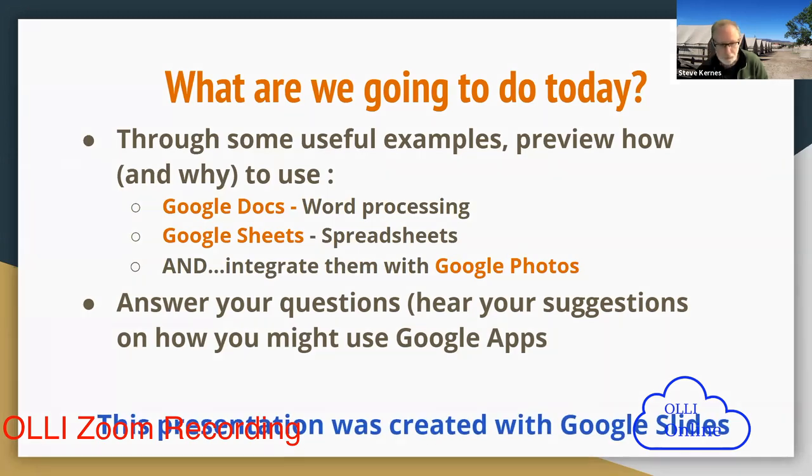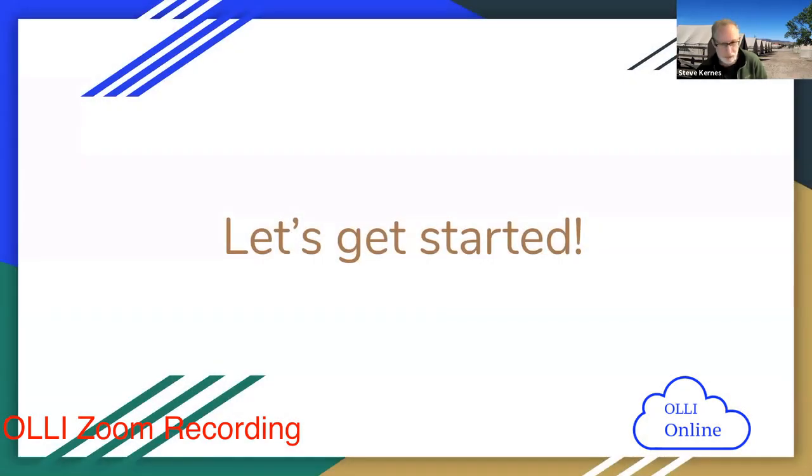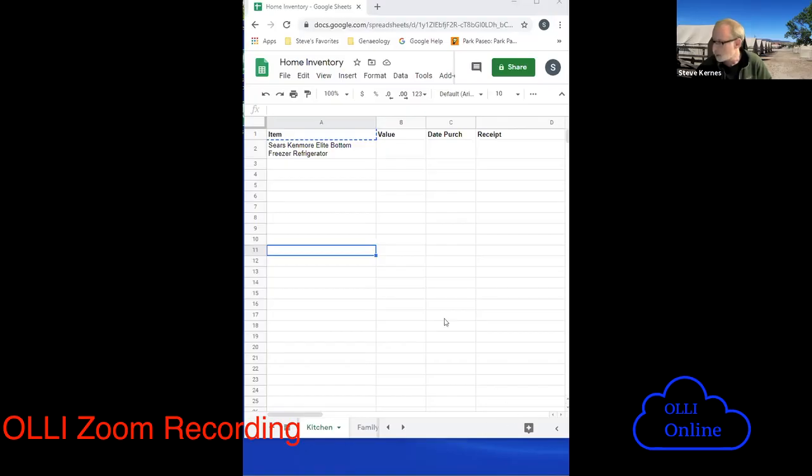Okay, so let's get started. What you're seeing here is the start of a home inventory. At the bottom I've got a bunch of tabs. The first tab is for my kitchen. And like almost everybody, I've got my refrigerator in there.